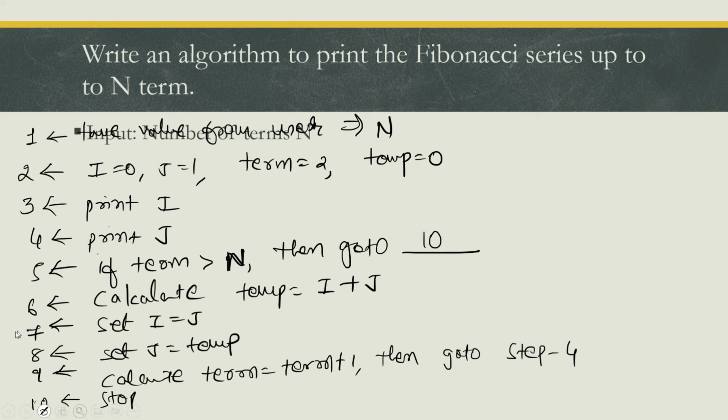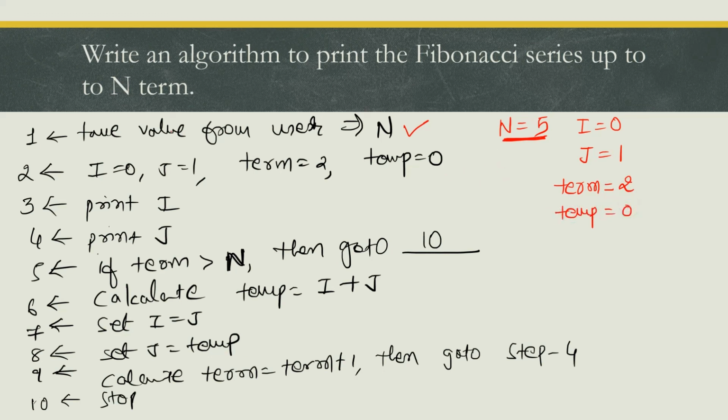Let's say user wants to, let me take red pen. Okay. User wants to print how many terms? 5. Okay. Our algorithm will start from this. The value of n will be given by user, that is 5. I is equal to 0. J is equal to 1. Term is equal to 2. And temp is equal to 0.